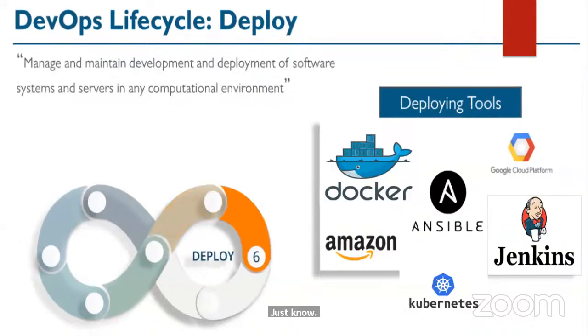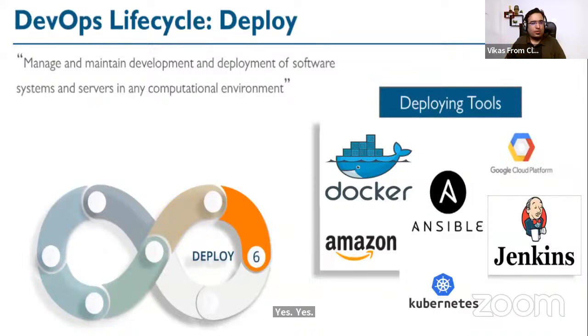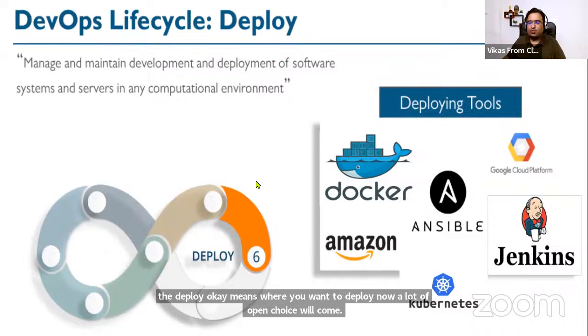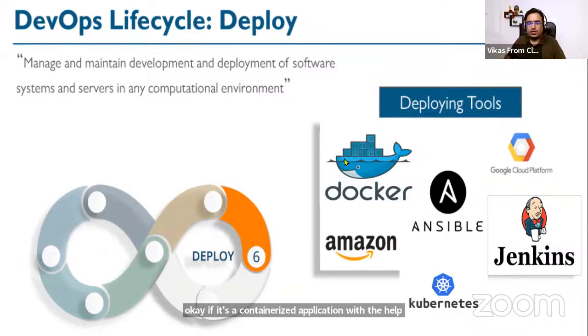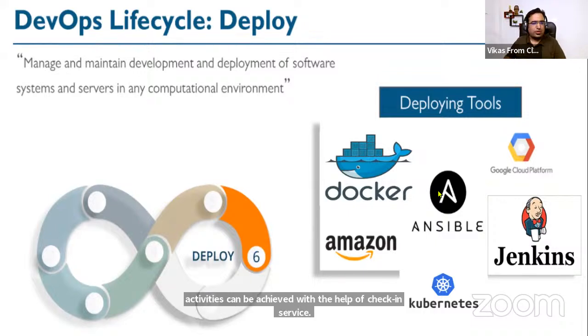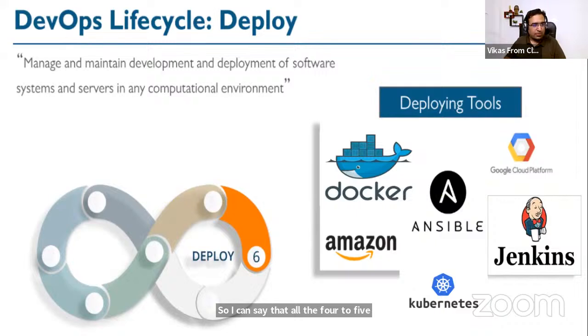Okay, for the deploy, meaning where you want to deploy, a lot of open choice will come. If it's a containerized application with the help of Docker, we can deploy into the Kubernetes environment. But where Docker and Kubernetes will run, it can run on any cloud. It can be Amazon or Google, Azure, anywhere. And deployment operation activities can be achieved with the help of Jenkins and Ansible. So all the 4 to 5 tools I'm showing on the screen can be used for deploy purposes. Direct deploy can be achieved with the help of Jenkins.